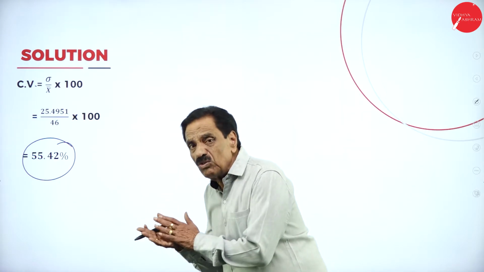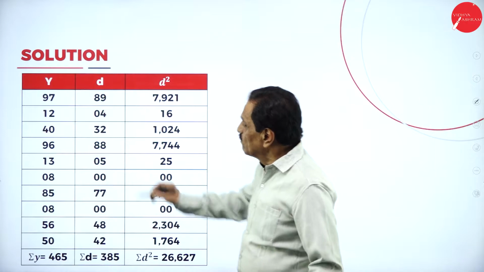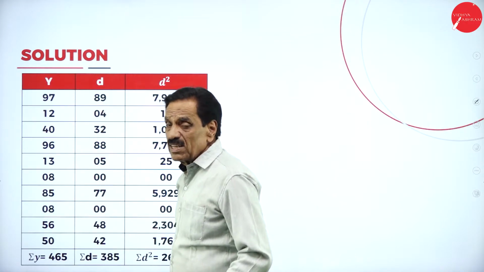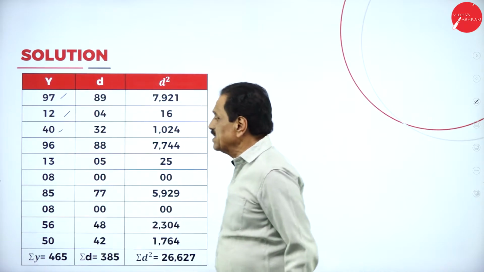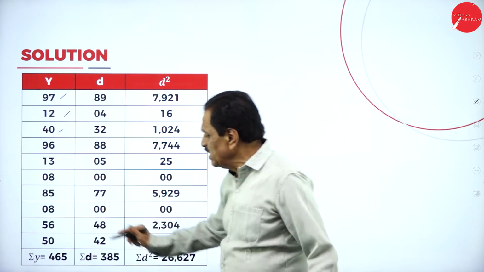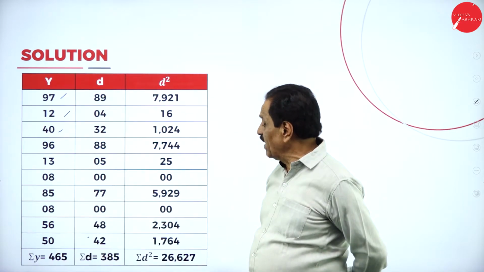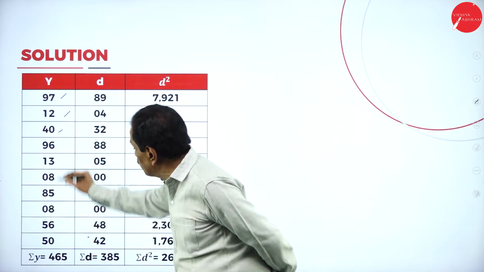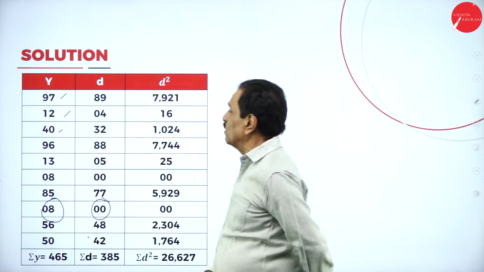Same thing you have to do for Y also. We'll go to Y now. Y. What says? He has scored 97, 12, 40, 96, 13, 8, 85, 8, 56, 50. Total how much did he score? 465. I took the lowest number 8 as a base. 8 is equal to 0.